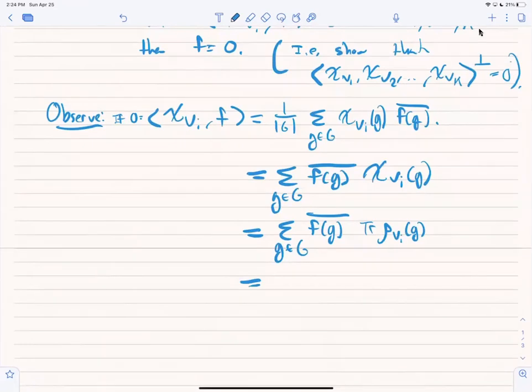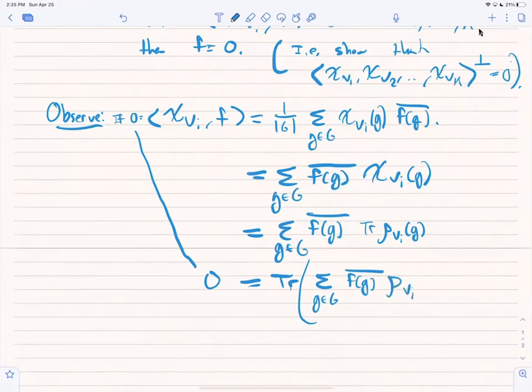So rho sub v_i of g is an element of GL(V_i), a linear transformation, and we're taking the trace of that. Now I'm going to do a funny thing. Instead of adding up multiples of the trace, I'm going to take the trace of the thing where I add up all the multiples. So 0 is equal to the trace of the sum over g in G of f of g bar times the linear transformation rho v_i of g.